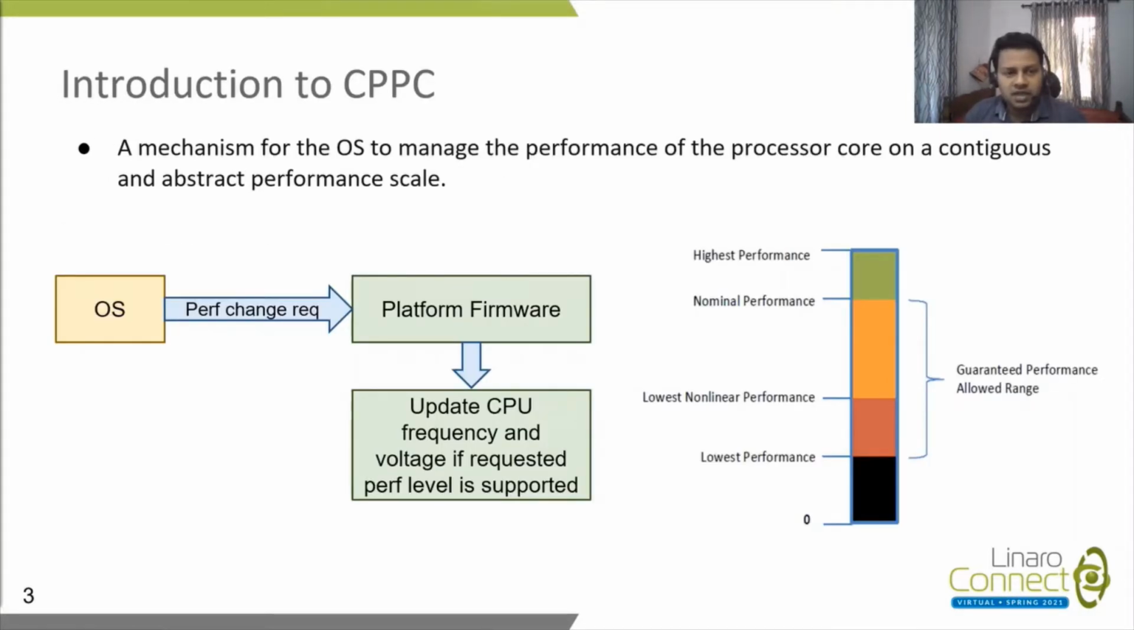So CPPC is a mechanism for the OS to manage the performance of a processor core on a contiguous and abstract performance scale. CPPC is required for power management as well as for thermal management. For example, consider a system running at its maximum throttle and the CPU load is also very less. In that case, there is no point in running the CPU at the highest performance as the load is very less. So in that situation, it is recommended to reduce the CPU frequency or the CPU performance to a lower value for saving power.